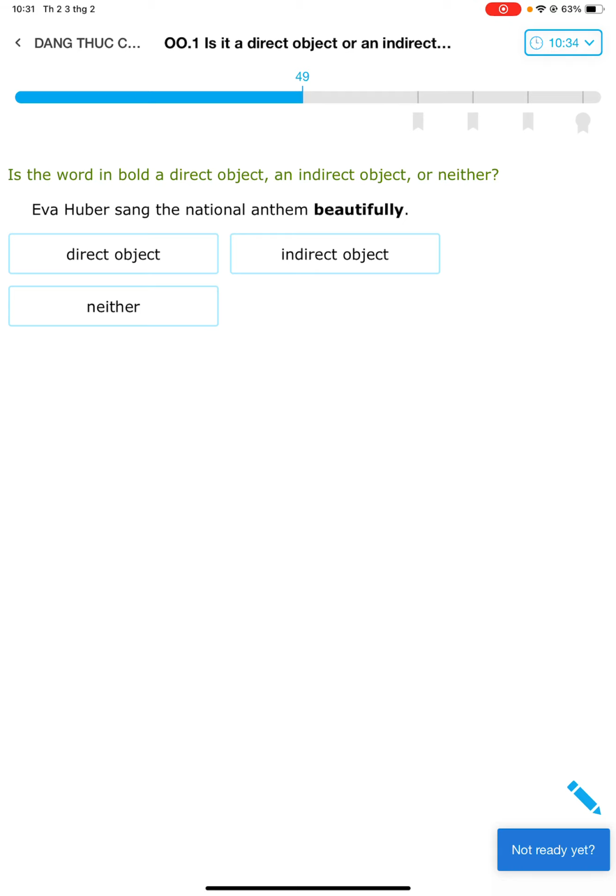Eva Huber sang the national anthem beautifully. I can see singing is a verb, so let's ask a question again. What is Eva Huber singing? Okay, Eva Huber is singing the national anthem, but it's asking us about "beautifully."